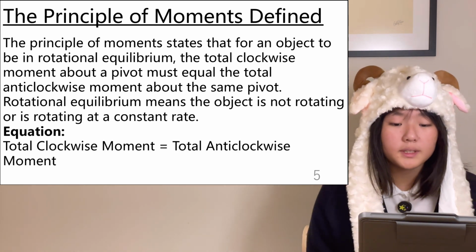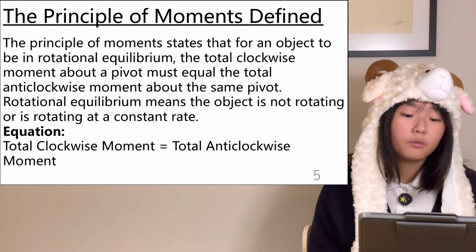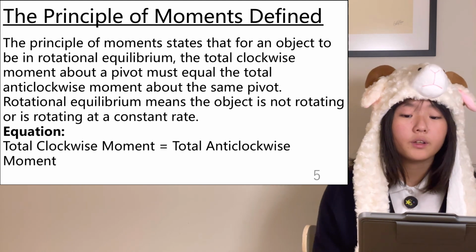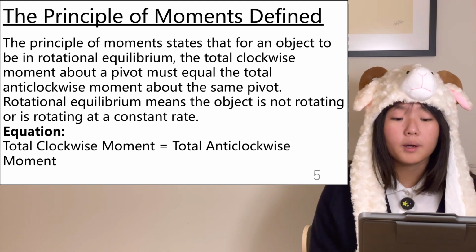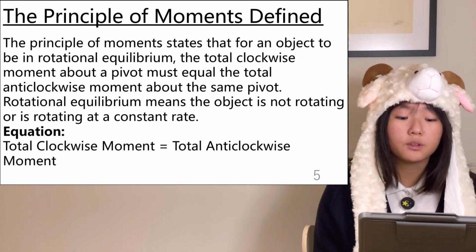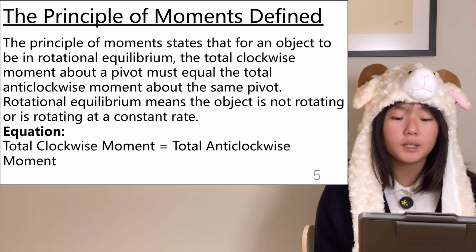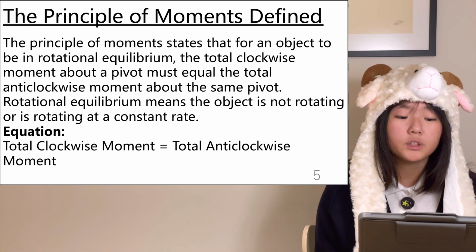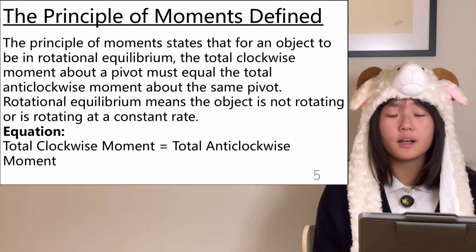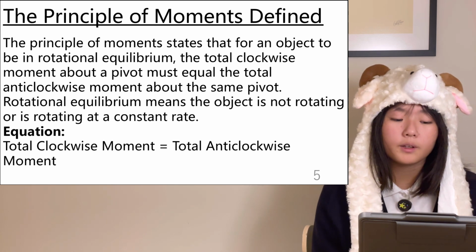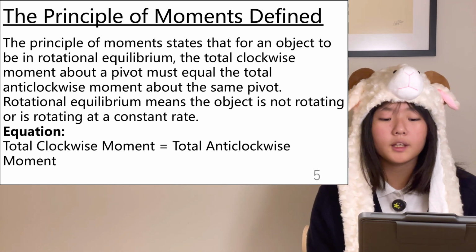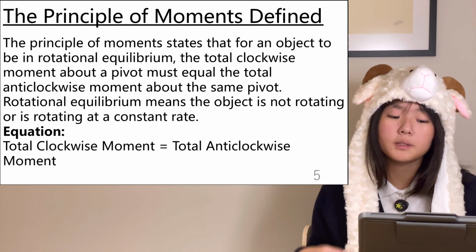The principle of moments states that for an object to be in rotational equilibrium, the total clockwise moment about a pivot must equal the total anti-clockwise moment about the same pivot. Rotational equilibrium means that the object is not rotating or is rotating at a constant rate. The equation is total clockwise moment equals total anti-clockwise moment.